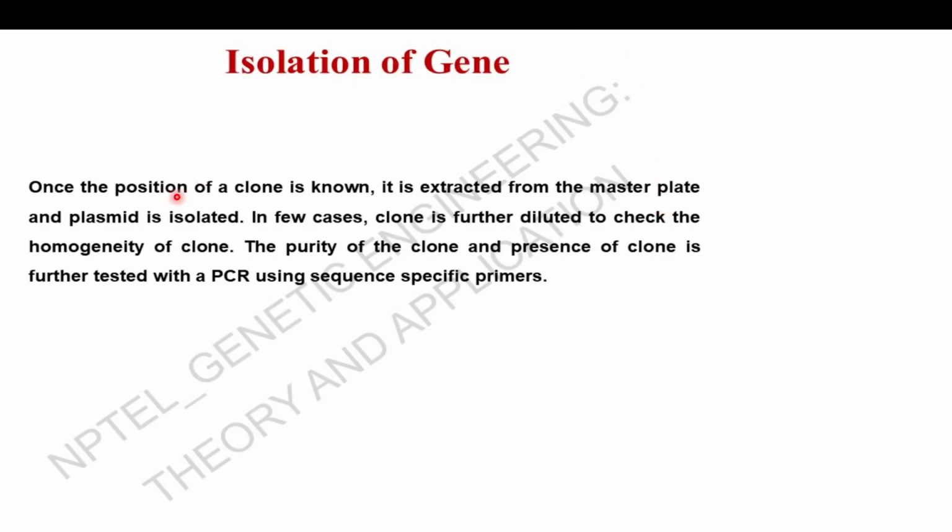Now you have to isolate the gene. Once the position of the clone is known, it is extracted from the master plate and the plasmid is isolated. Okay. In some cases, the clone is further diluted to check the homogeneity of the clone, and the purity and presence of the clone is further tested with a PCR using sequence specific primers. Okay. Now basically the gene is synthesized or amplified using specific primers. So if you have ideally isolated the particular gene of interest after colony hybridization, then it should be able to amplify using the specific set of primers which are specific to that particular gene sequence. Okay.